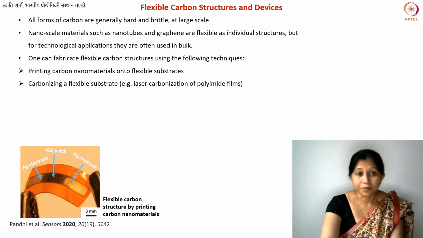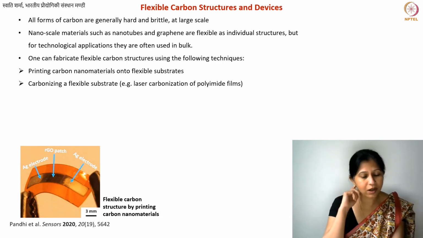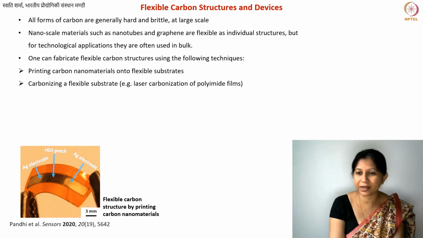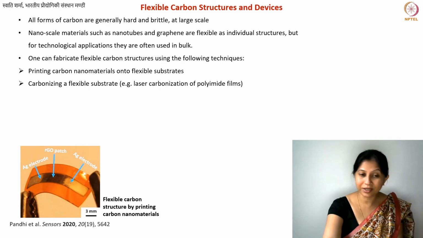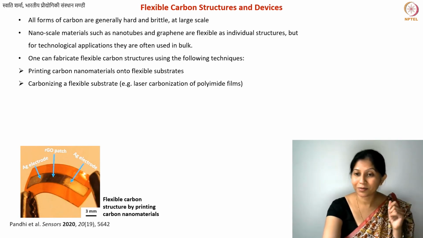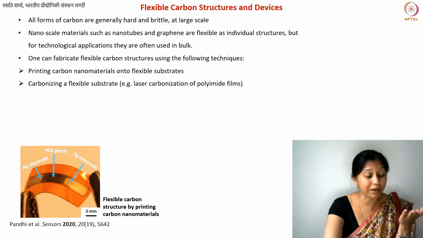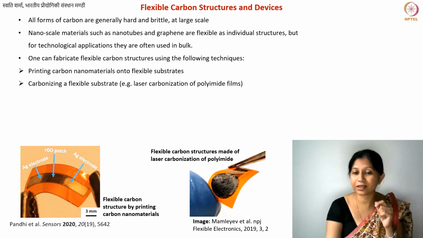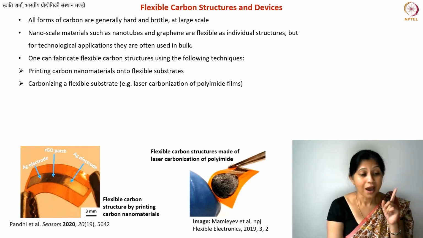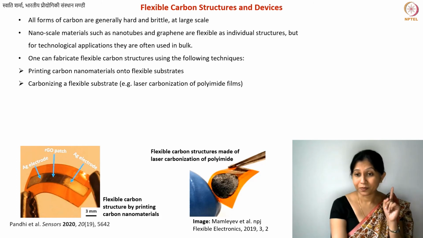What else can you do? So we always carbonize polymers, and you see this polyimide substrate here. So don't you feel like carbonizing it? Yes, this is what we can do. We can use something like a laser to locally induce heat and carbonize the polymer substrate itself. So then you're kind of writing using a laser. So here is an example.